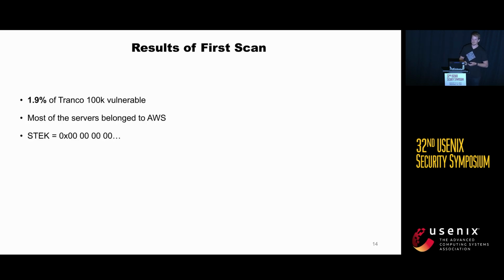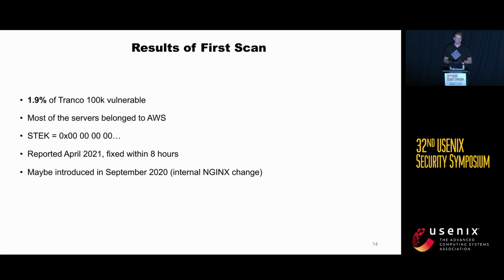This was because there was a bug in AWS, where the stack again was set to an all-zero value. We reported this back in 2021 and it was fixed rather fast. However, they couldn't pinpoint the exact date when this was introduced. They said it could have been introduced back in September 2020, so more than half a year earlier, due to an internal Nginx change, but they weren't absolutely sure. So this means this bug has laid dormant for at least half a year, maybe longer, maybe shorter, which is already rather significant.